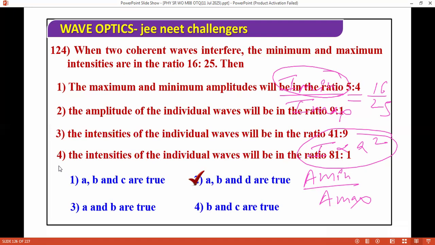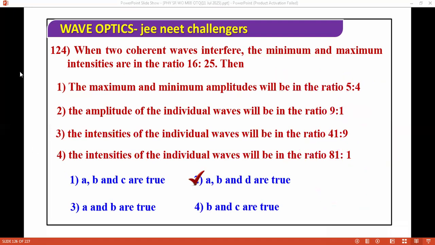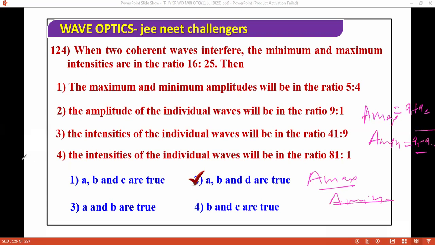The amplitude of individual waves will be in the ratio 9:1. Once you get A max by A min, you know what the maximum amplitude is. What if I ask you what is the maximum amplitude possible? You will say A1 plus A2. So this is the maximum amplitude possible. Do you agree? Yes or no? If I ask you what is the minimum amplitude possible, you can directly say A1 minus A2. You can directly subtract it. Yes or no?